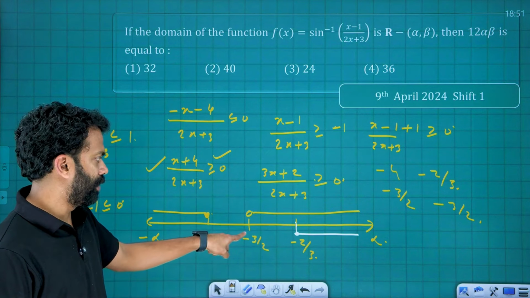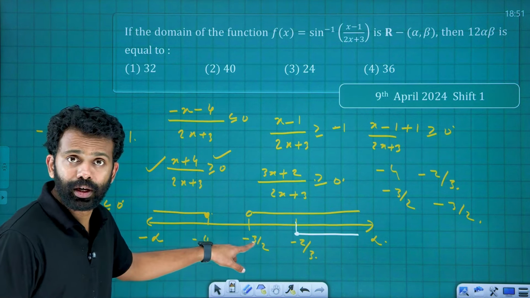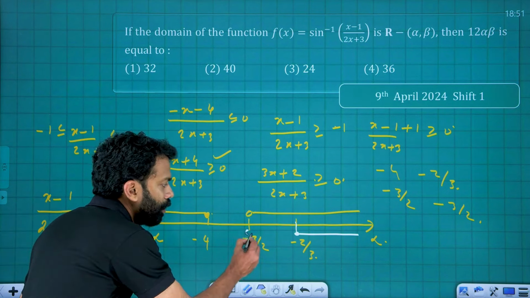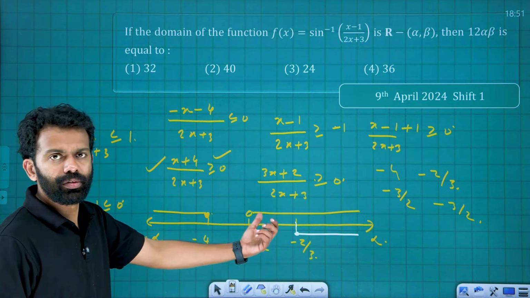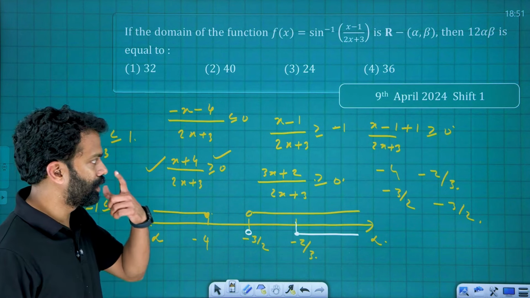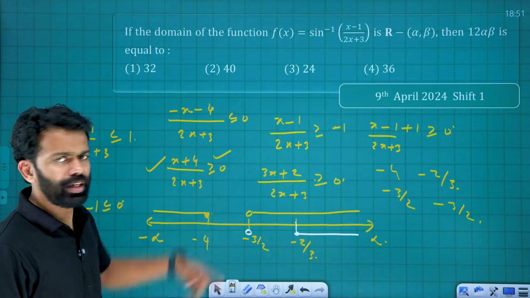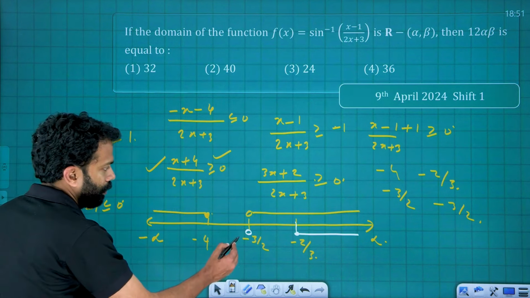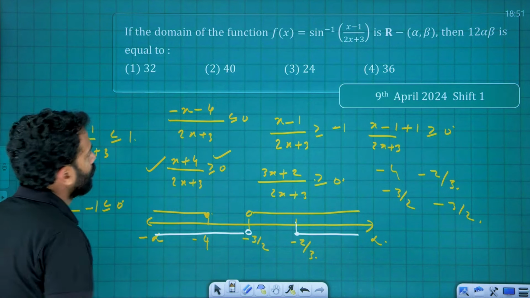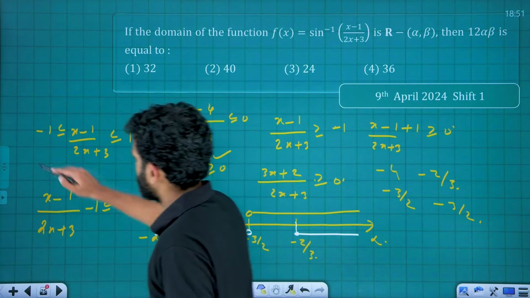Tell me a number which is less than, can we include minus 3 by 2? We cannot include minus 3 by 2. So, tell me a number which is less than minus 3 by 2, that is minus 4, or minus 2. If you substitute minus 2 here and here as well, it will be negative here and negative here, so positive. Okay. So the inequation structure is like this.